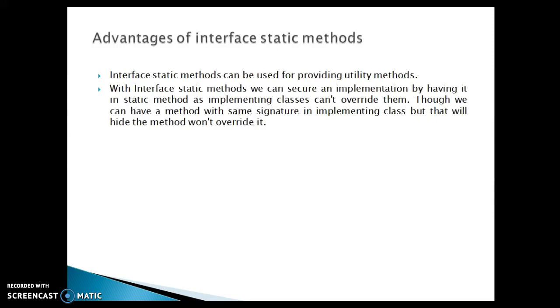So now there are some important points I have listed over here, the advantages of interface static methods. When we talk about the advantages of interface static methods, there are 2 points you will have to keep in mind. Interface static methods can be used for providing utility methods. Now the second point is very important, you should understand it as well. With an interface static method we can secure an implementation by having it in a static method, as implementing classes can't override them. Though we can have a method with the same signature in the implementing class, that will hide the method, not override it.